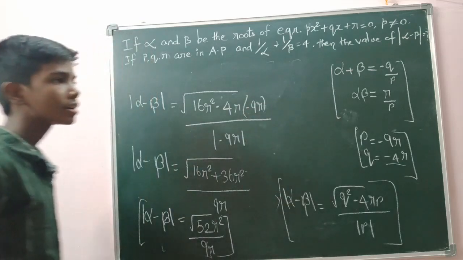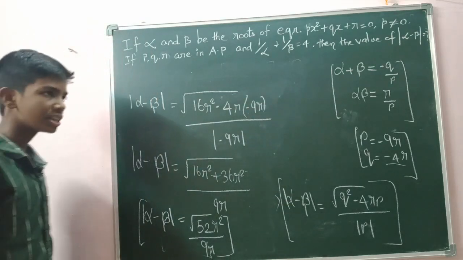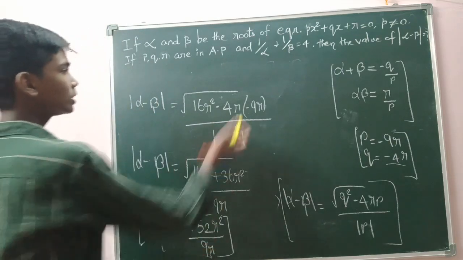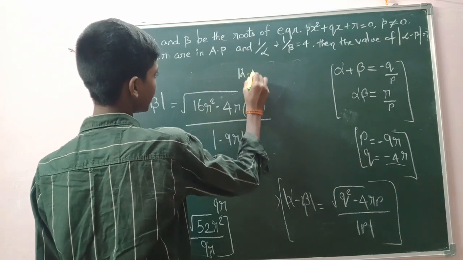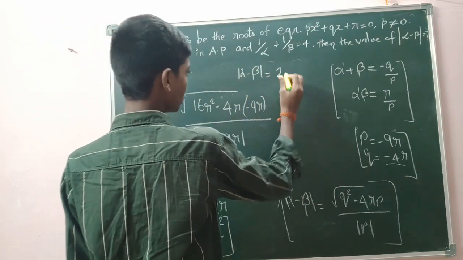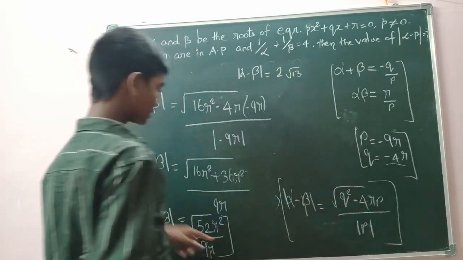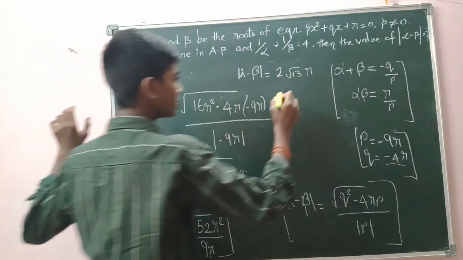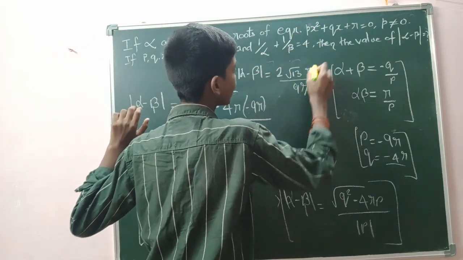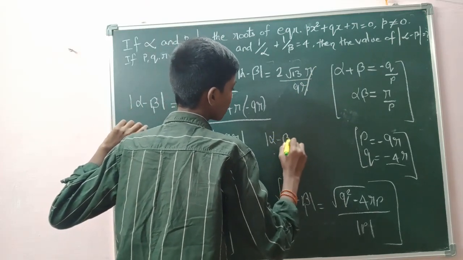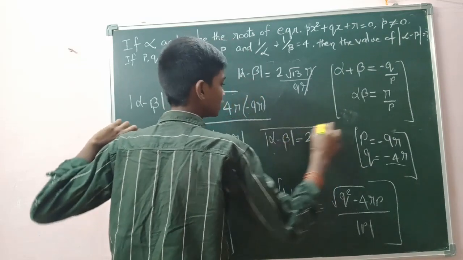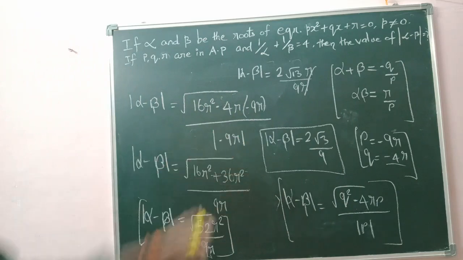So root of 52 is what? Root of 52, 2 into 26. 2 into 2 into 13. So 2 root 13. Root of 52 is 2 root 13. So mod of alpha minus beta will be 2 root 13 into r square root is r only. 2 root 13 r. So this r is outside the root. Okay. Then divided by 9r. So therefore r cancel. Hence I will get mod of alpha minus beta is equal to 2 root 13 by 9, and that's the answer for the question.